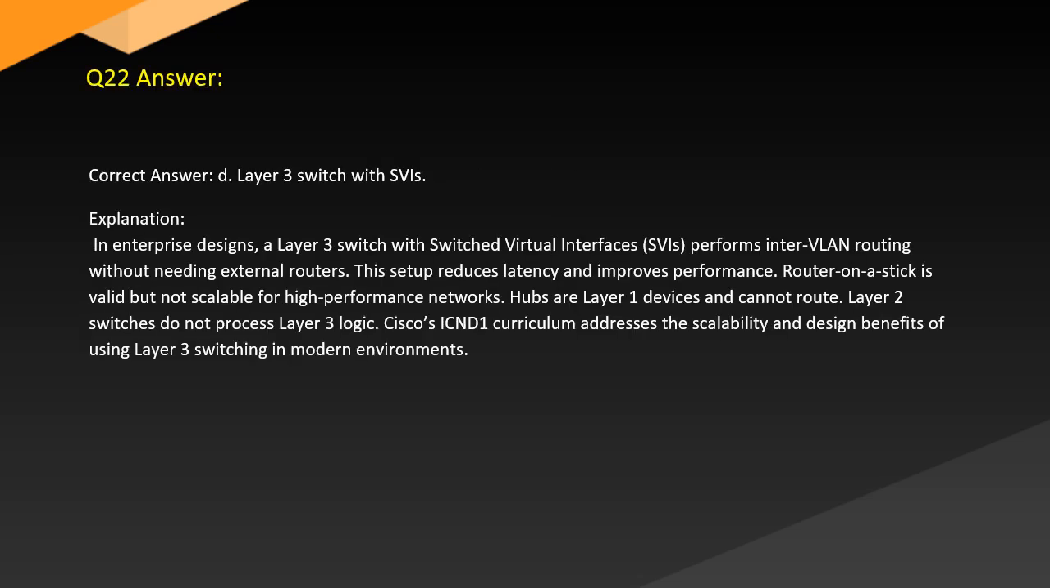Answer. Correct answer: D. Layer 3 switch with SVIs. Explanation. In enterprise designs, a layer 3 switch with switched virtual interfaces, SVIs, performs inter-VLAN routing without needing external routers. This setup reduces latency and improves performance. Router on a stick is valid but not scalable for high-performance networks. Hubs are layer 1 devices and cannot route. Layer 2 switches do not process layer 3 logic. Cisco's curriculum addresses the scalability and design benefits of using layer 3 switching in modern environments.